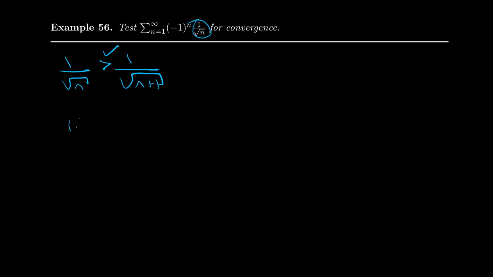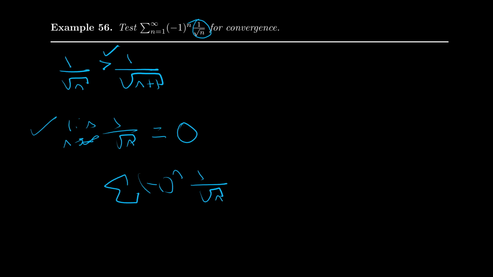Then we look at the limit as n goes to infinity of 1 over root n. You're never going to believe it. That's also 0. The top stays fixed. The bottom gets infinitely large. 1 over a really big number is the smallest number there is, 0. So since both of those are true, we say the series -1 to the n, 1 over root n, converges by the AST, by the alternating series test.